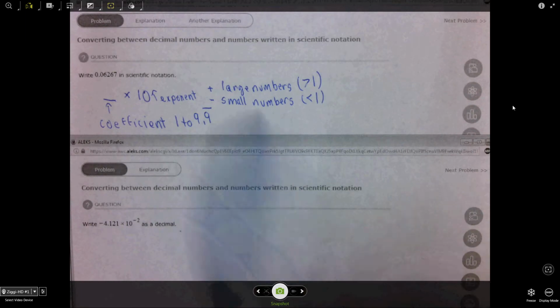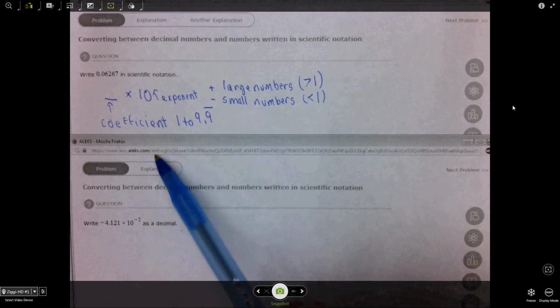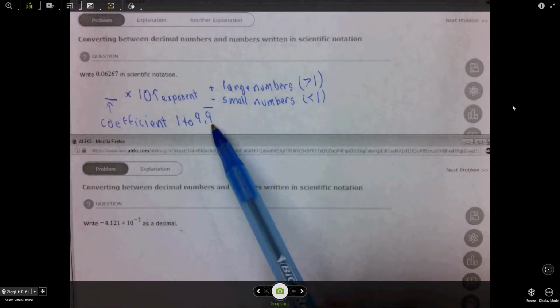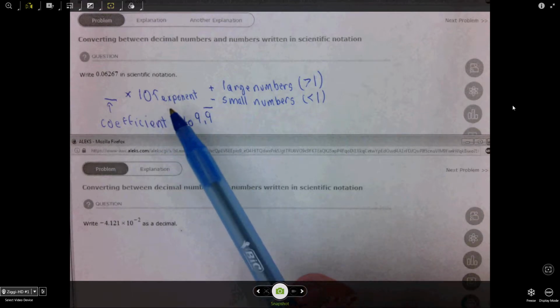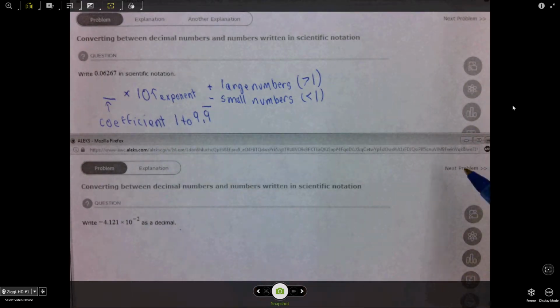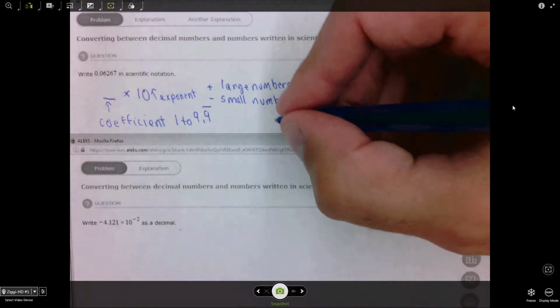Note that scientific notation must follow these rules. The coefficient must be between 1 and 10, and it must be times 10, and it must have an exponent. That is absolutely required to have scientific notation. So now let's look at the number that we have.